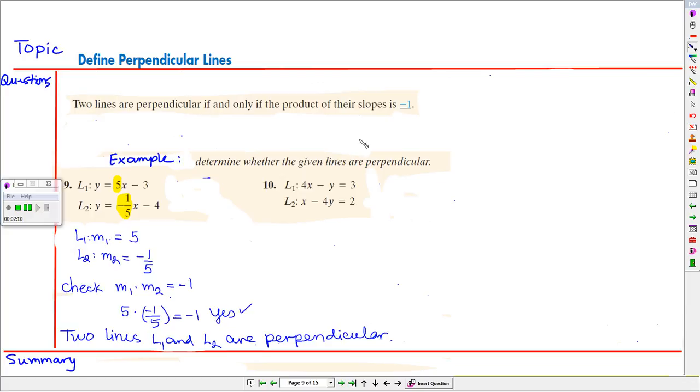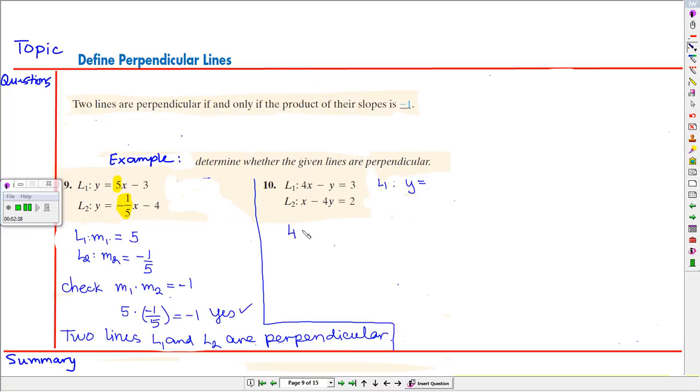Okay, let's move on to the next example. In the next example, the equations are not in slope-intercept form. So we have to write them in slope-intercept form. We want to write them as y equals something, so we have to do some work right here. Let's start with L1.